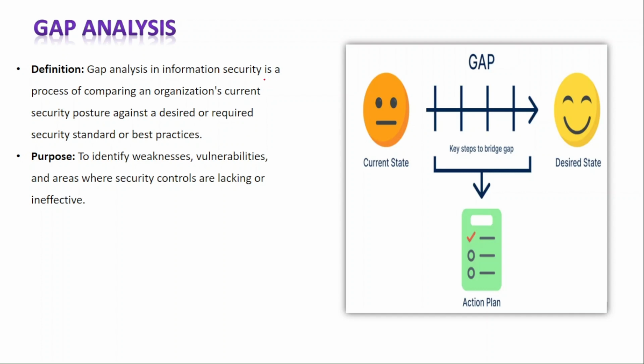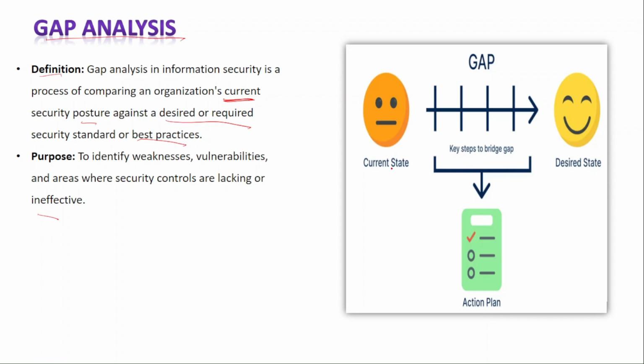So the next topic is gap analysis. So what is gap analysis? The definition is that gap analysis in information security is a process of comparing an organization's current security posture against a desired or required security standard or best practices. And the purpose is to identify weaknesses, vulnerabilities, and areas where security controls are lacking or ineffective.